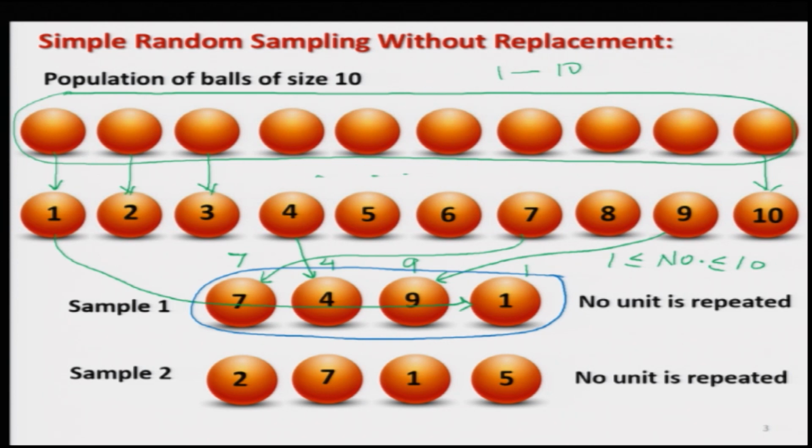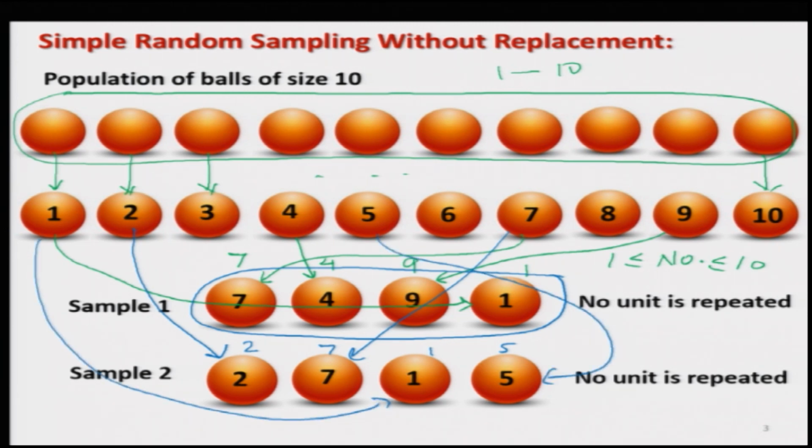Similarly, if I try to take another sample from the same population, and so I try to choose 4 numbers from the random number table. Suppose those numbers come to be 2, 7, 1 and 5, and then I draw the corresponding numbered balls in my sample, right. You can see here that in this case also none of the ball numbers is repeated.